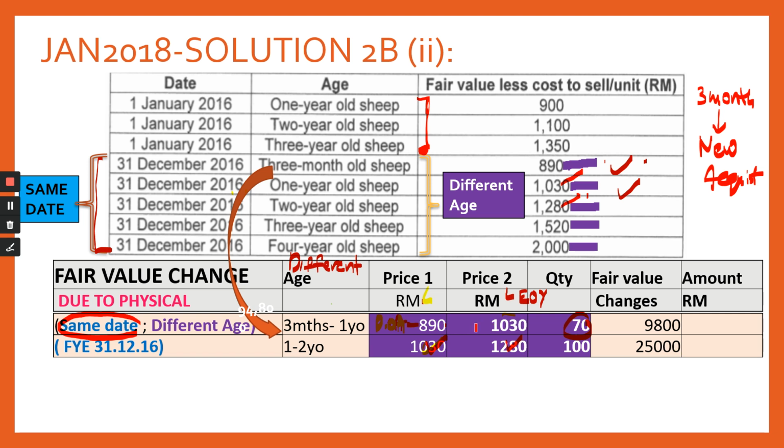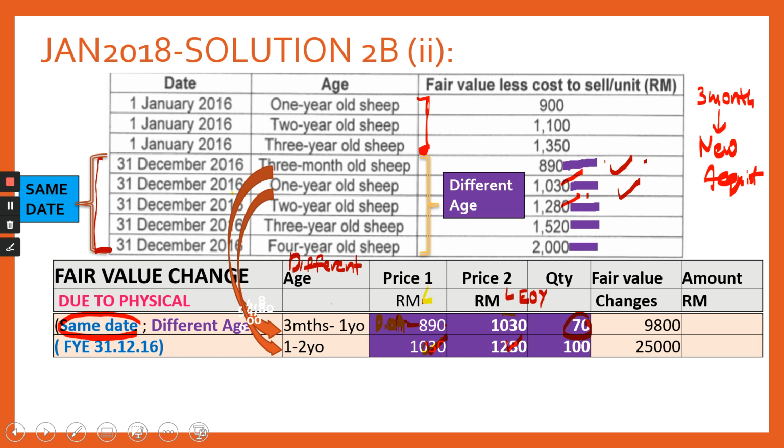The same case for the first one. The difference between the two prices, which is the price as at 31st of December 2016 for different age groups compared with each other, then you multiply with 70. You have 9,800. So that is for the second age group that has now grown up from 1 year to 2 years old. Now we go to the third one.